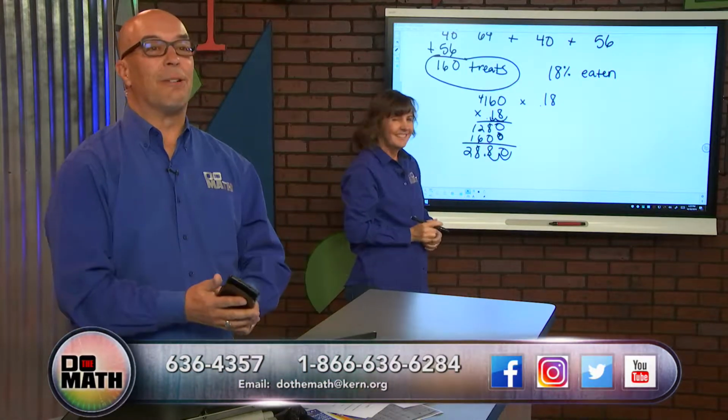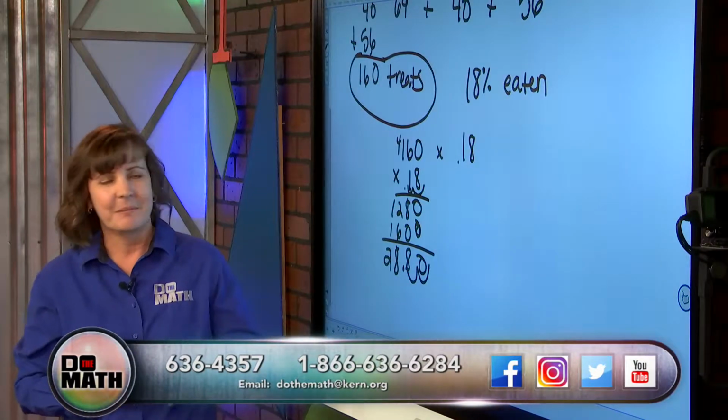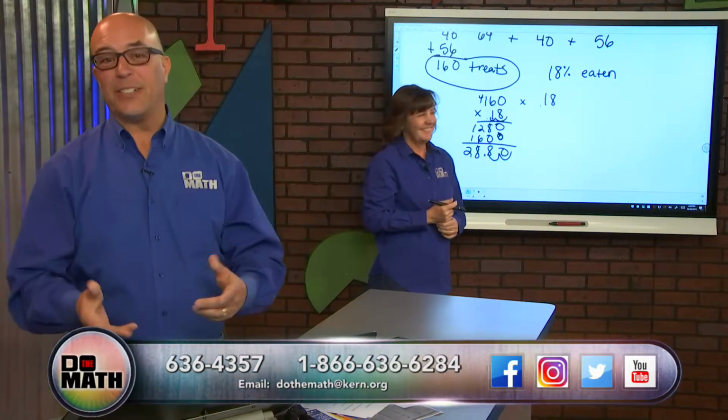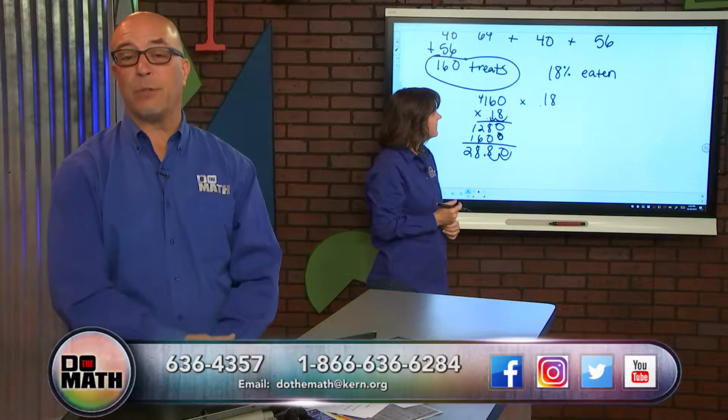I was going to say, when I saw you started doing that, I was like, would you like to use the calculators right here? Well, that one's not too bad without a calculator. All right. So you can see if you wanted 18% of that 160 treats, it would be 28, and if you round it, you would have 29.